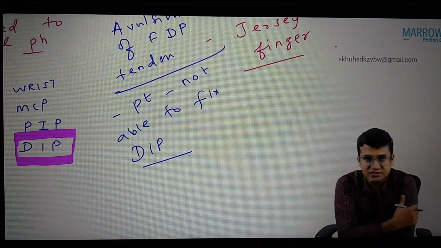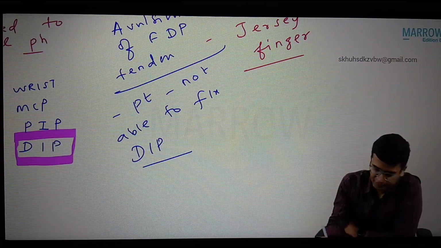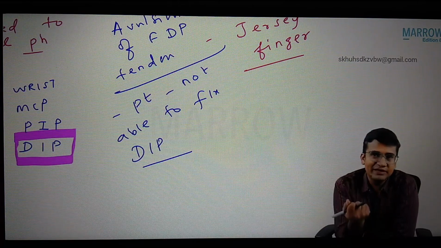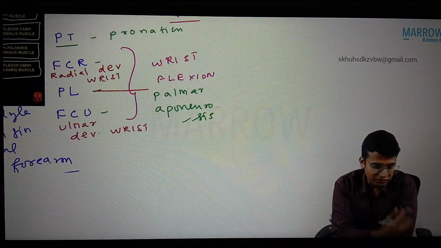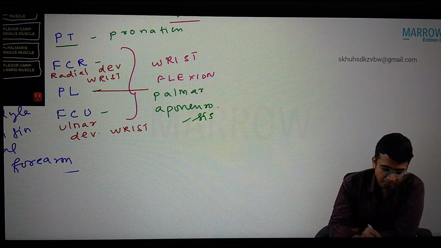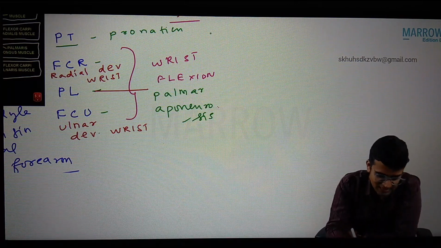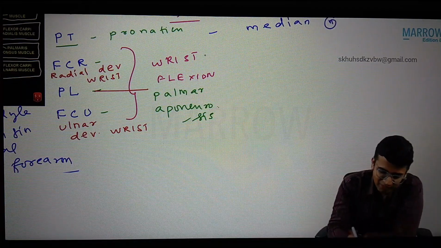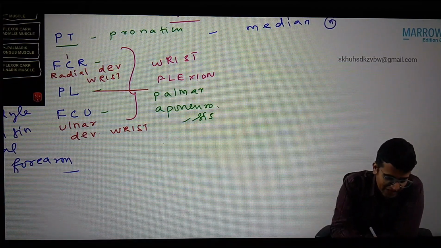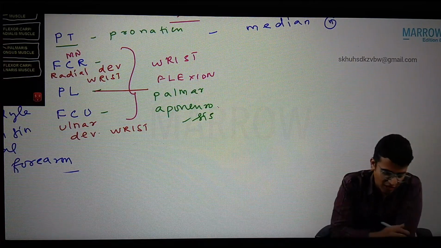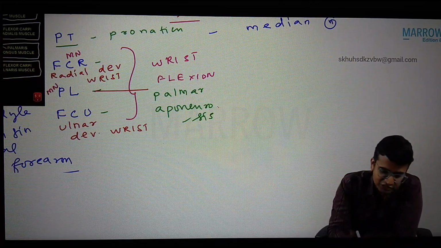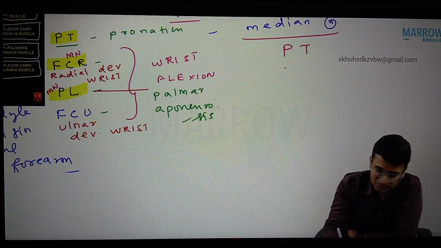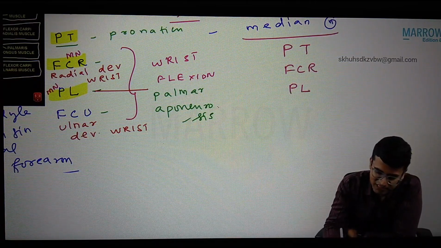We know the actions of these muscles. Now to this, we're going to add the nerve supply. I told you the median nerve is the main nerve supplying the flexor compartment of the forearm. Pronator teres is supplied by the median nerve. Flexor carpi radialis is supplied by the median nerve. Palmaris longus is supplied by the median nerve.